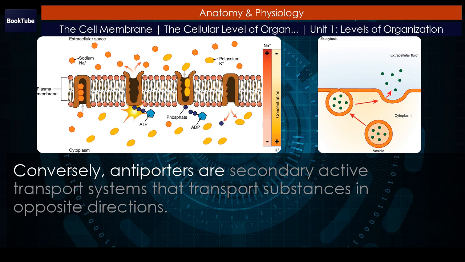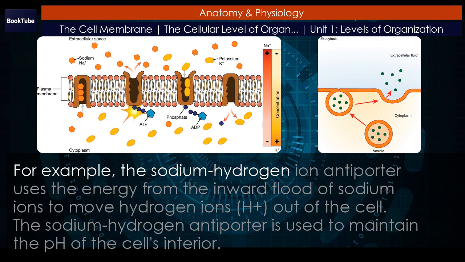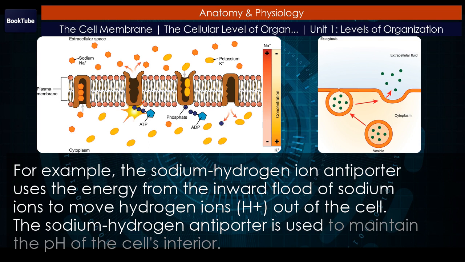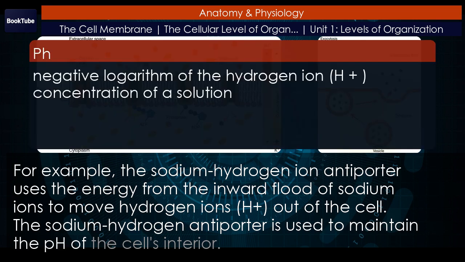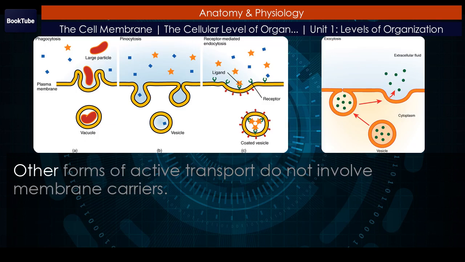Conversely, antiporters are secondary active transport systems that transport substances in opposite directions. For example, the sodium-hydrogen ion antiporter uses the energy from the inward flood of sodium ions to move hydrogen ions, H+, out of the cell. The sodium-hydrogen antiporter is used to maintain the pH of the cell's interior. Other forms of active transport do not involve membrane carriers.